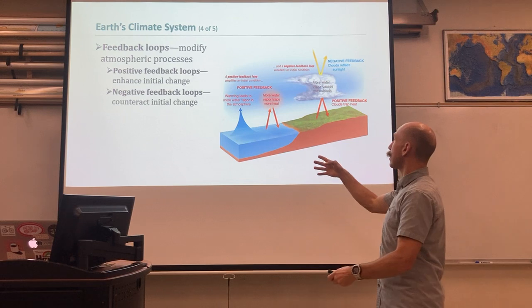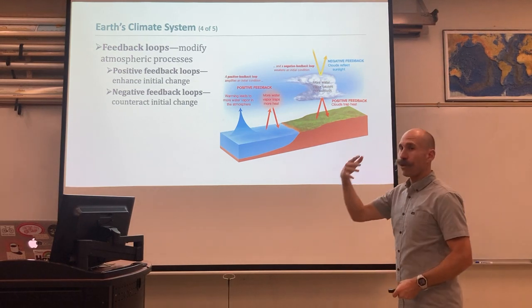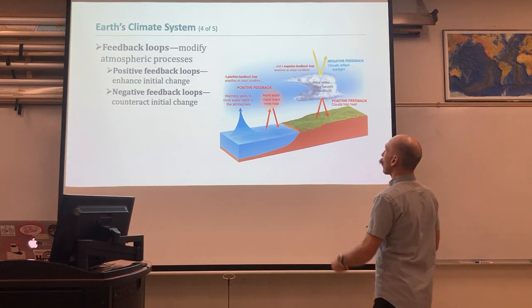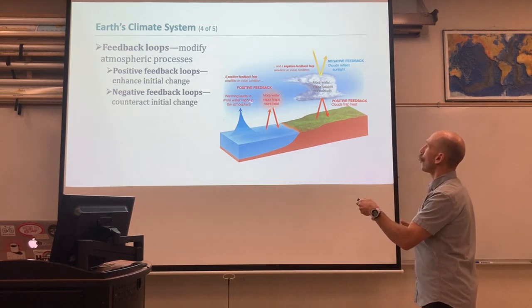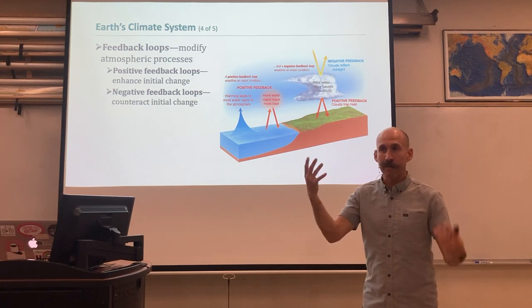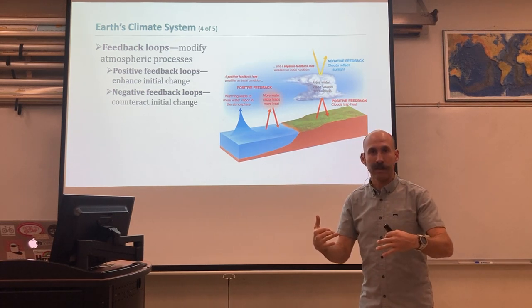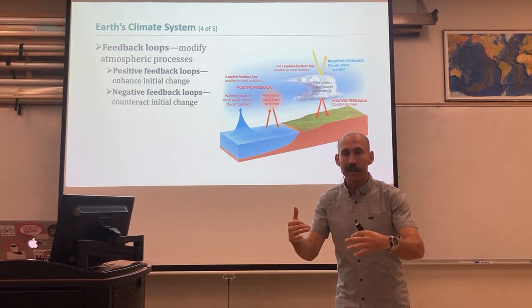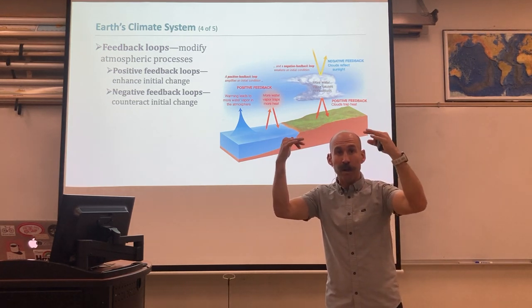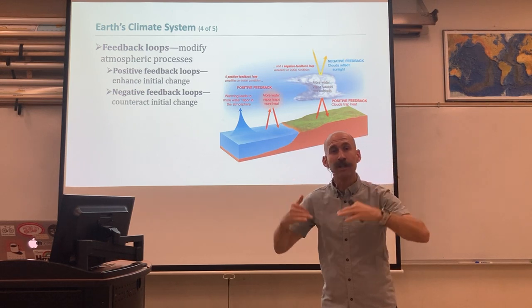And when we take this into global climate change, we have these positive feedback loops where warming leads to more water vapor in the atmosphere. More water vapor in the atmosphere traps more heat. More heat leads to more evaporation, more water vapor in the atmosphere. More water vapor in the atmosphere leads to more heat.